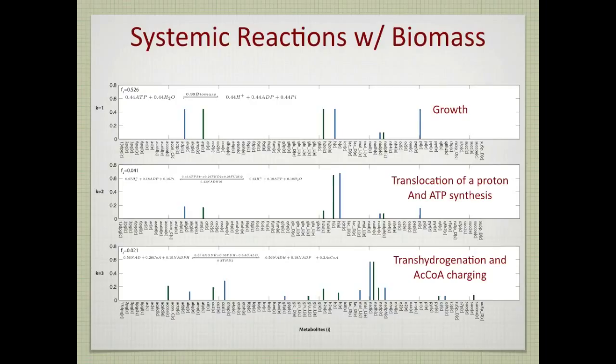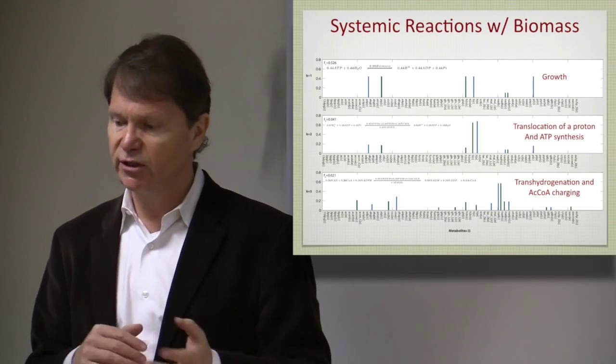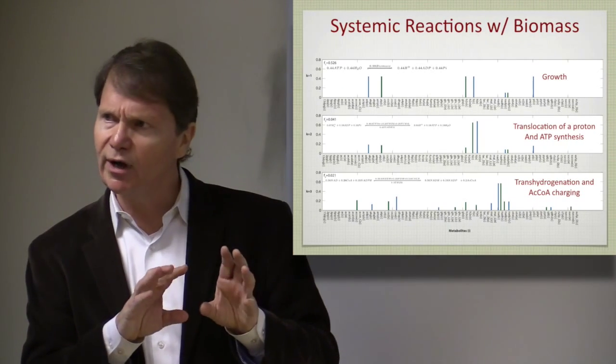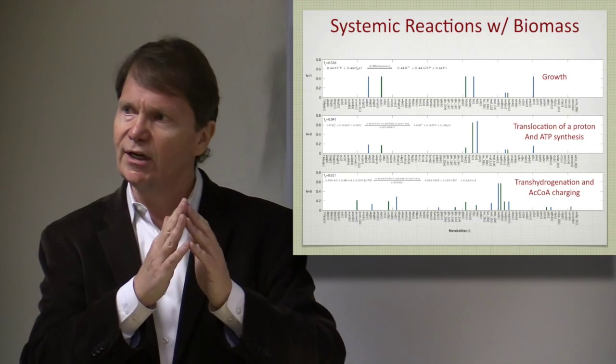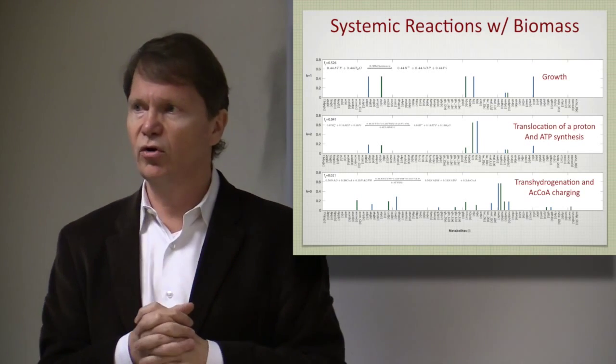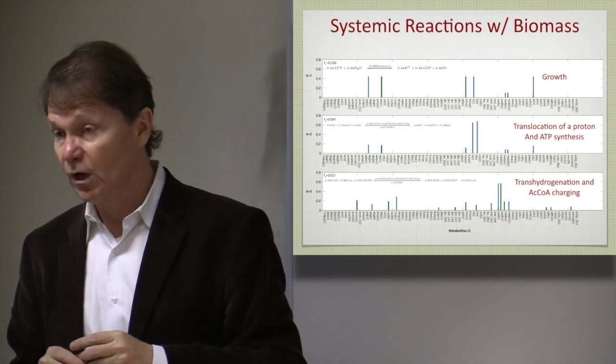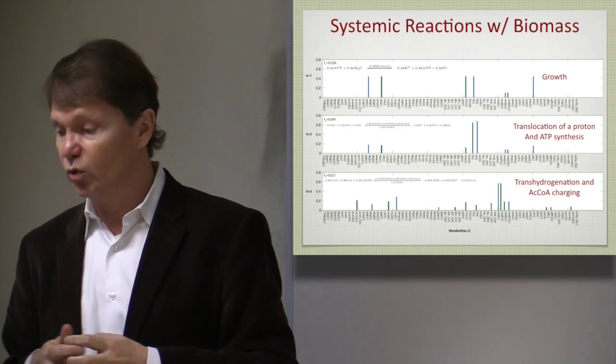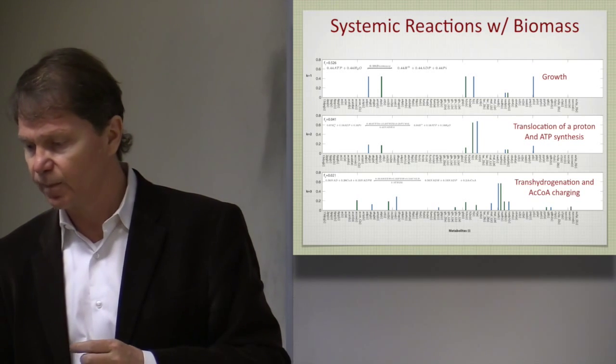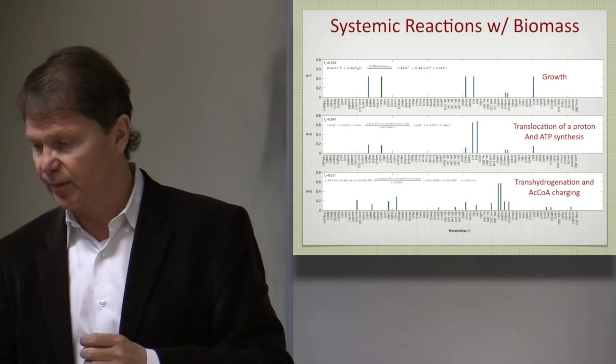And then if you go look at the subsequent modes, which are now much smaller in the sum, they are driving the same processes. You see the translocation of the proton, you see transhydrogenation, and you see acetyl-CoA being charged and discharged. But now it's a little more scrambled up because it's a little harder to get them disentangled and perfectly orthogonal to that biomass reaction. So that's what you can learn by doing a singular value decomposition of a stoichiometric matrix.